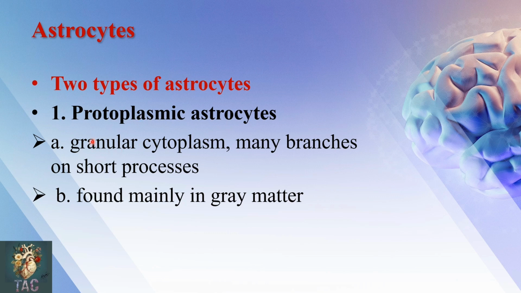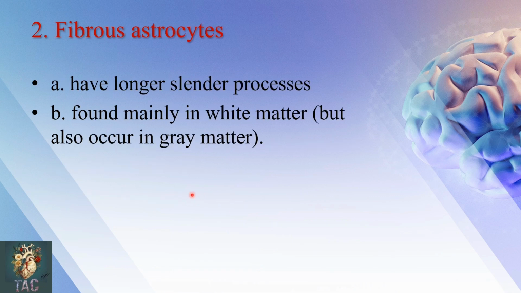Protoplasmic astrocytes have granular cytoplasm, many branches and short processes, and are found mainly in the gray matter. Fibrous astrocytes have long slender processes. They are found mainly in the white matter but can also occur in gray matter. And a very important point you must remember, which is your MCQ as well, is that glial fibrillary acidic protein is found in abundance in the cytoplasm of fibrous astrocytes.